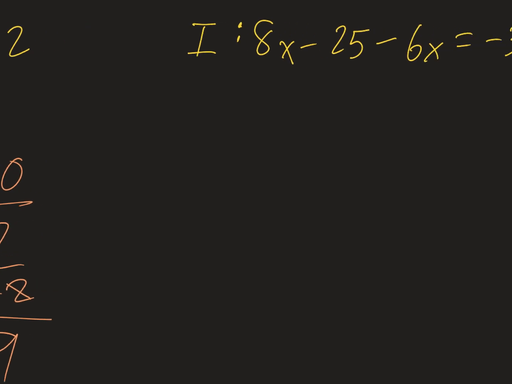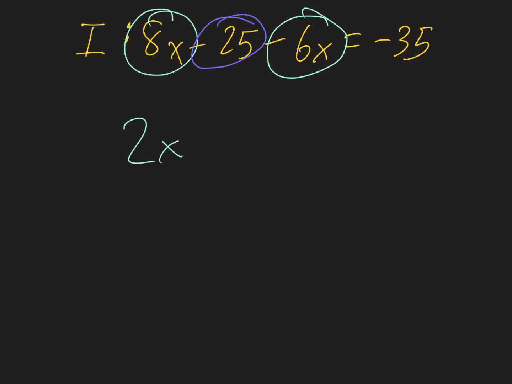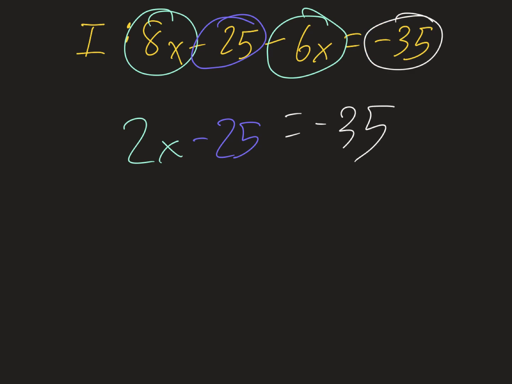Now, let's look at the last example, I. Here, we have the 8x and negative 6x as our like terms. 8 minus 6 is 2x. Once again, we only have a single constant, in this case minus 25. And on the other side, we only have a single term, negative 35.